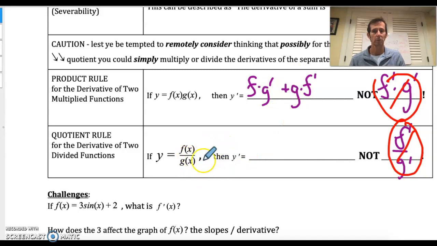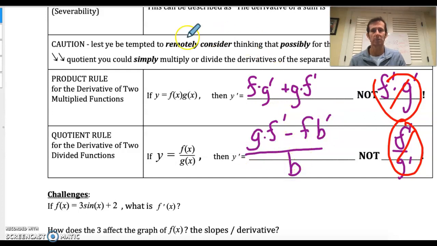Quotient rule is a little bit worse. It is the bottom function times the derivative of the top minus the top function times the derivative of the bottom, all divided by the bottom function squared. Oops, goodness. I don't know why I wrote a b there. Actually, I do know why, because I was saying the word bottom function, but the bottom function is g. So again, bottom times derivative of the top minus the top times the derivative of the bottom, all over the bottom function, which is g squared.